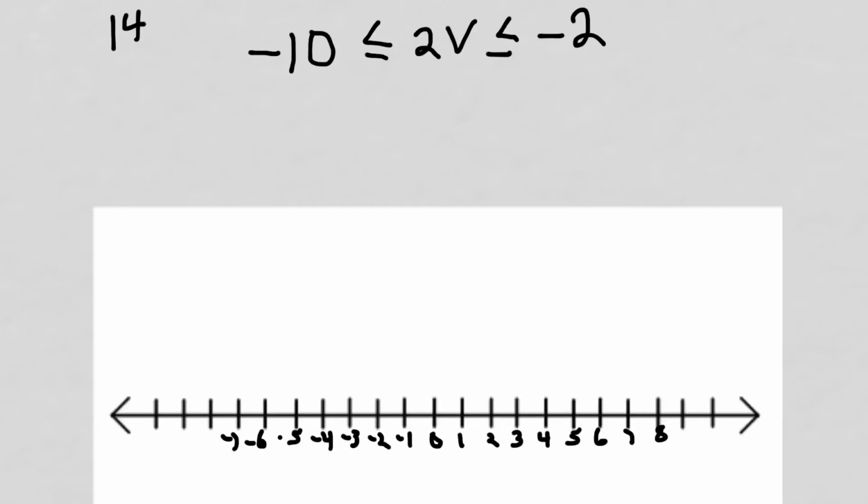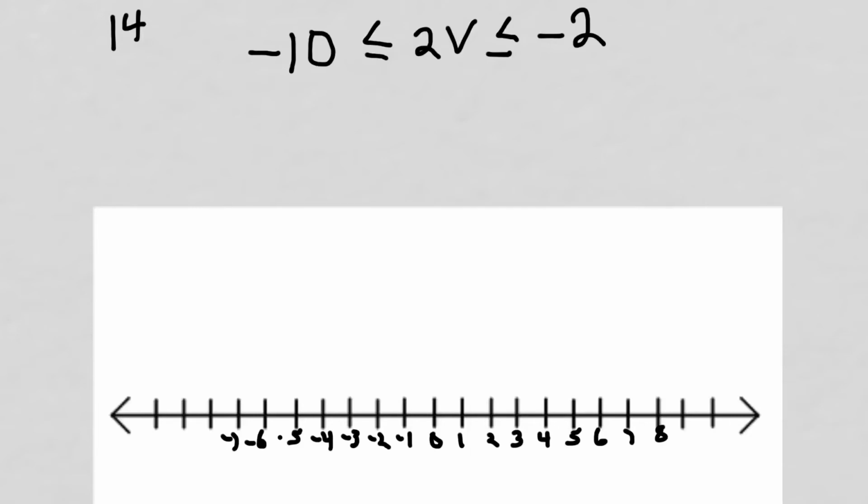All right, 14 is our first and. Number 13, we did an or. This one we did an and. So we know that this is going to look like a line segment. It's going to be like pointing in towards each other.